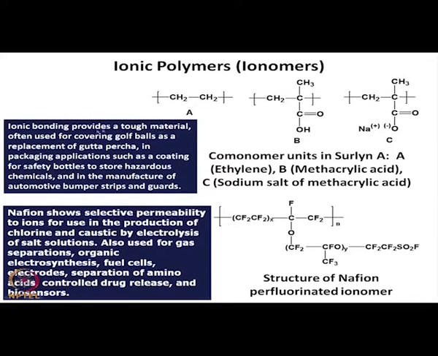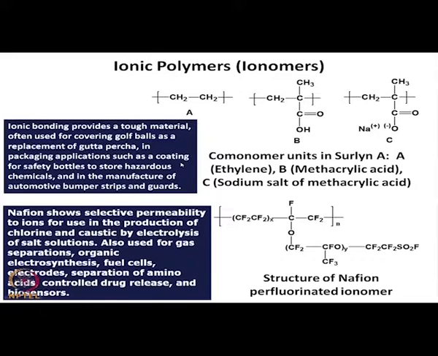So, that increases the toughness of the material, often used for covering golf balls as a replacement of gutta percha, which is a naturally occurring polymer having trans configuration in contrast to the cis configuration of natural rubber. These are also used in packaging applications such as a coating for safety bottles to store hazardous chemicals, and in the manufacture of automotive bumper strips and guards.